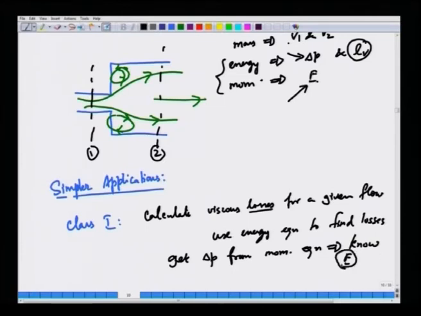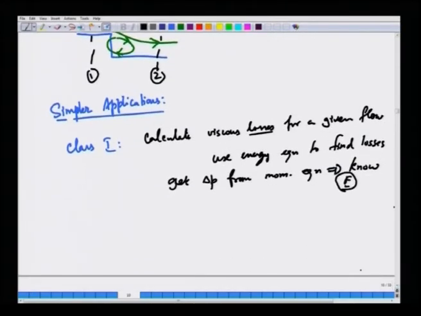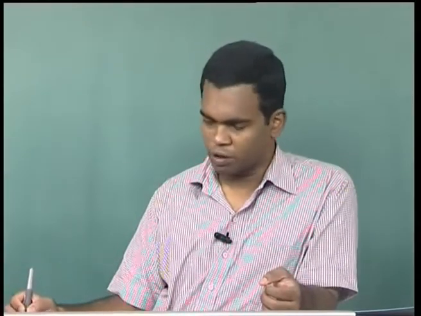So, some information about the force is required in class 1 problems if you want to calculate viscous losses for a given flow. If you have no idea about the pressure drops, then we need to appeal to the momentum balance, but there the pressure drops are related to the forces acting through the control surfaces. Now, we need some information on the forces acting on the control surface, then we can proceed to calculate the pressure drop from the momentum balance and then substitute that back in the energy balance to estimate the losses in the given application.